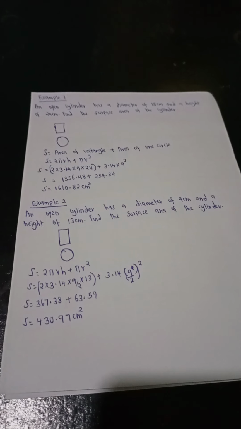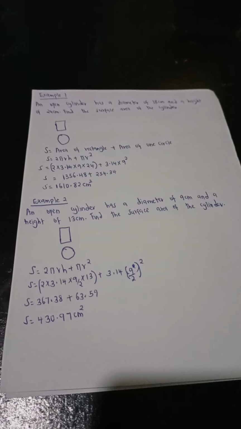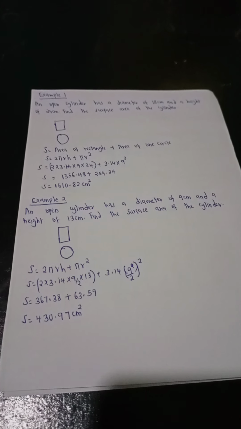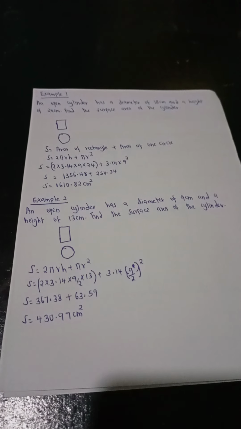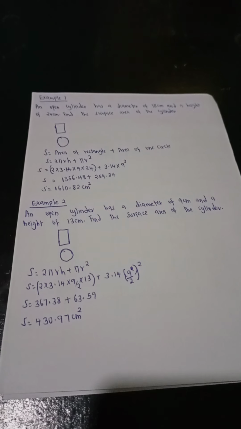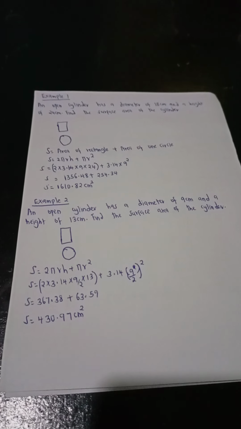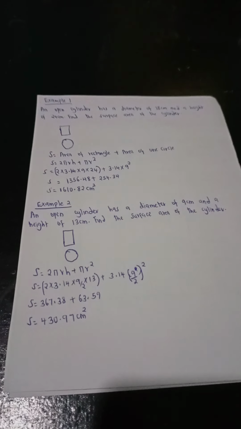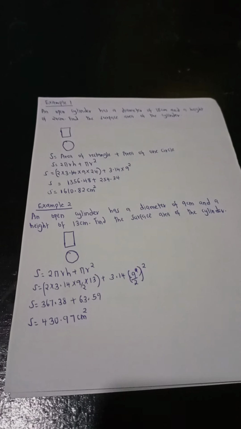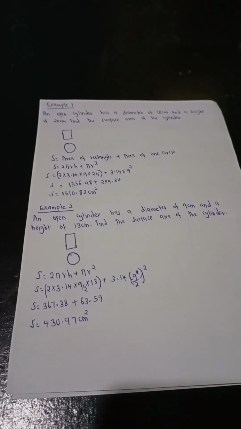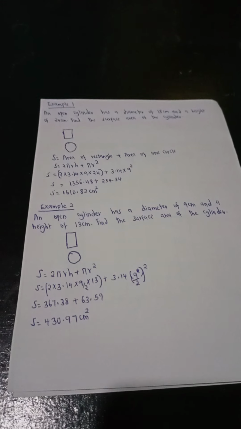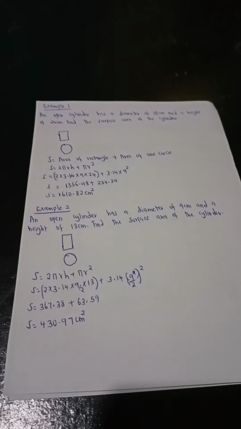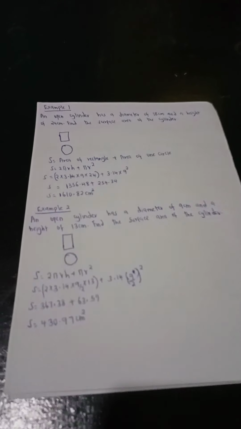I have drawn the cylinder there. We have said that an open cylinder has only one circle. So the surface area of a cylinder is going to be the area of the rectangle plus the area of one circle. So the surface area is going to be given by the formula 2 pi r h plus pi r squared. We are saying the surface area is going to be 2 times 3.14 times 9 times 24 plus 3.14 times 9 squared. When you calculate that together, the surface area is going to be 1610.82 centimeters squared.